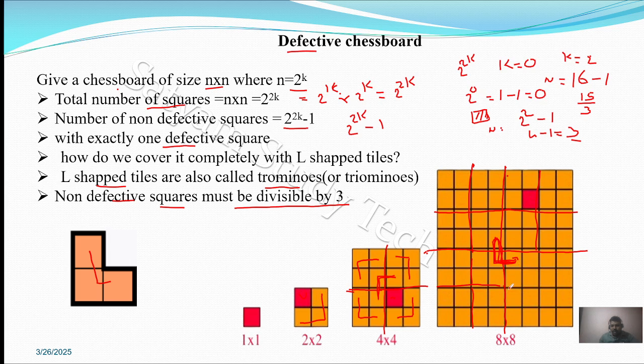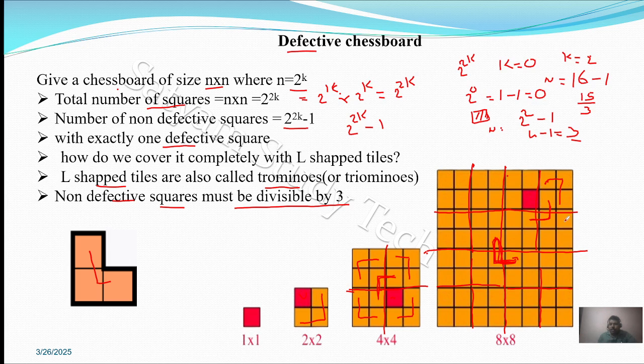Here also divided into equal parts. Now we can solve one by one. Now we can see already these are filled with L-shaped symbol. Then here this is the defective one. Now we can fill with L-shaped symbol here. You can see here, then you can fill with L-shaped symbol, these are the non-defective cells.